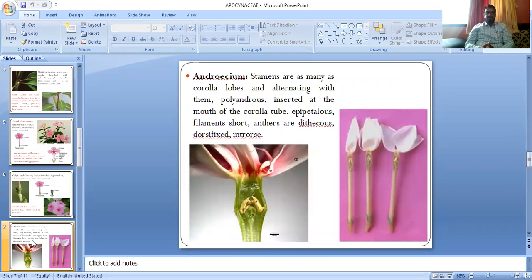Then now we have to see the third floral whorl, or first male whorl. First reproductive whorl. The third floral whorl, or first reproductive whorl, or first essential whorl, that is androecium. It is also called the male whorl of a flower. Androecium is the essential floral organ of the flower.